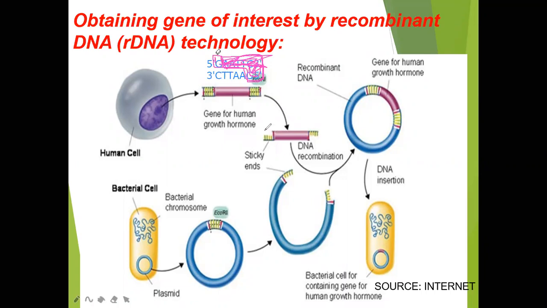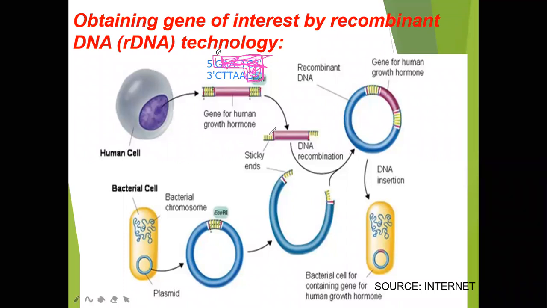If, for example, here is AATTC, so what should be here? What is the complementary of G? TTAAG. Okay, G. That is why we cut the two DNAs by the same enzyme, so that we get the sticky ends.